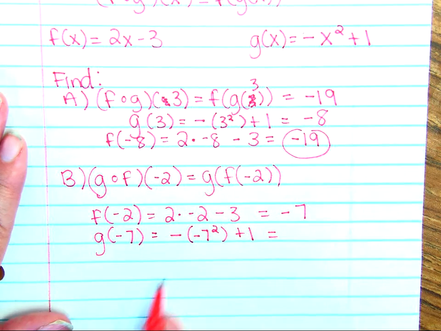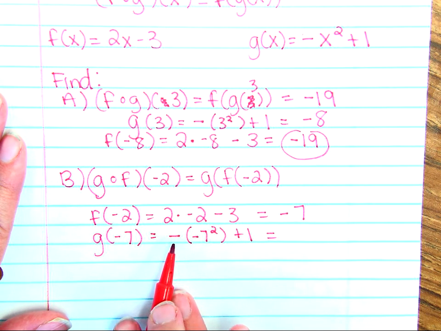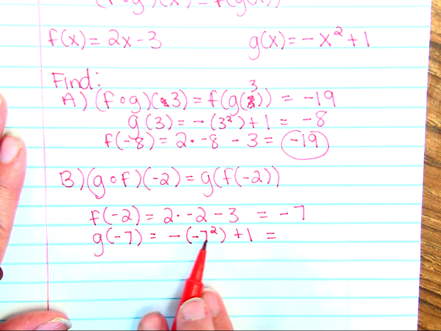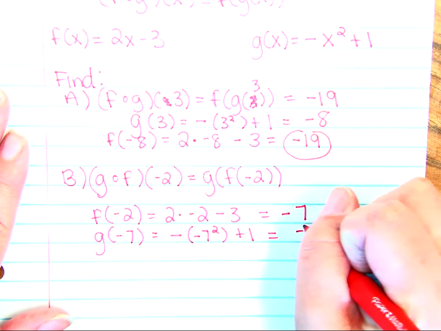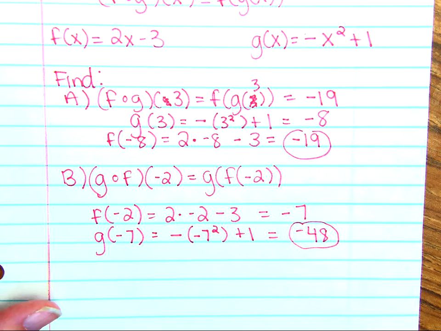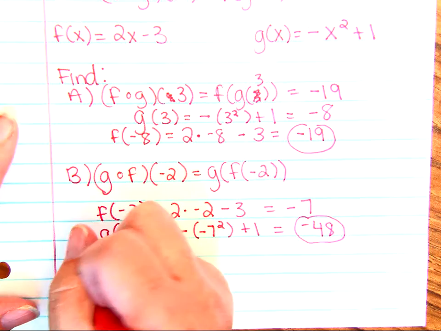Okay, don't forget this negative out front. So -7 squared is 49, then the negative, so we have -48. Okay, last one, and I really do want you to try and see if you could do this one.